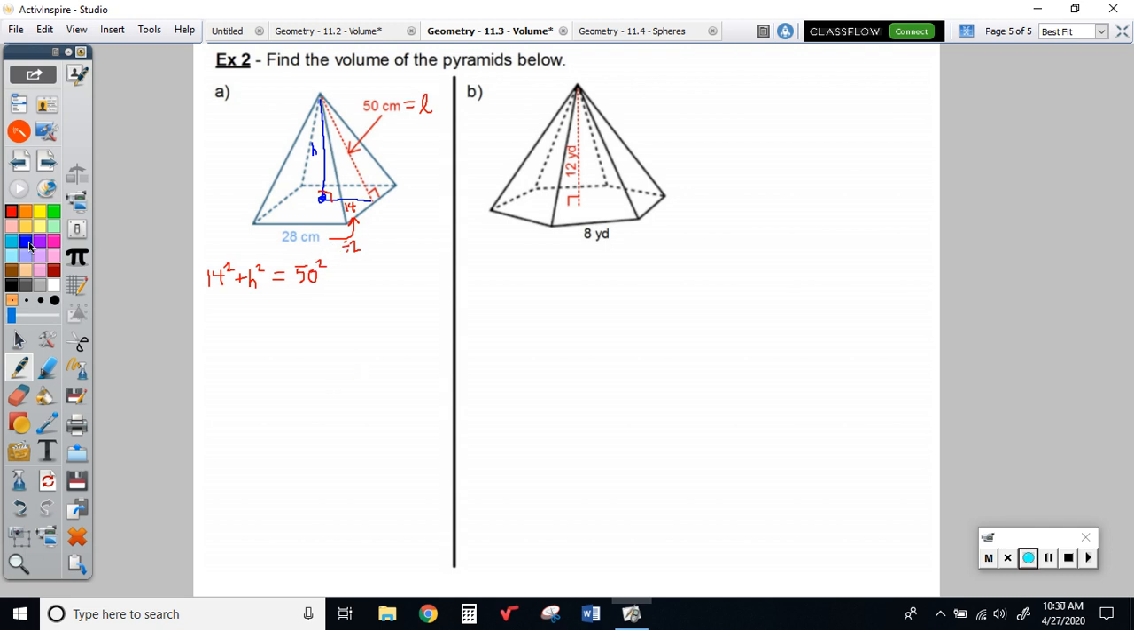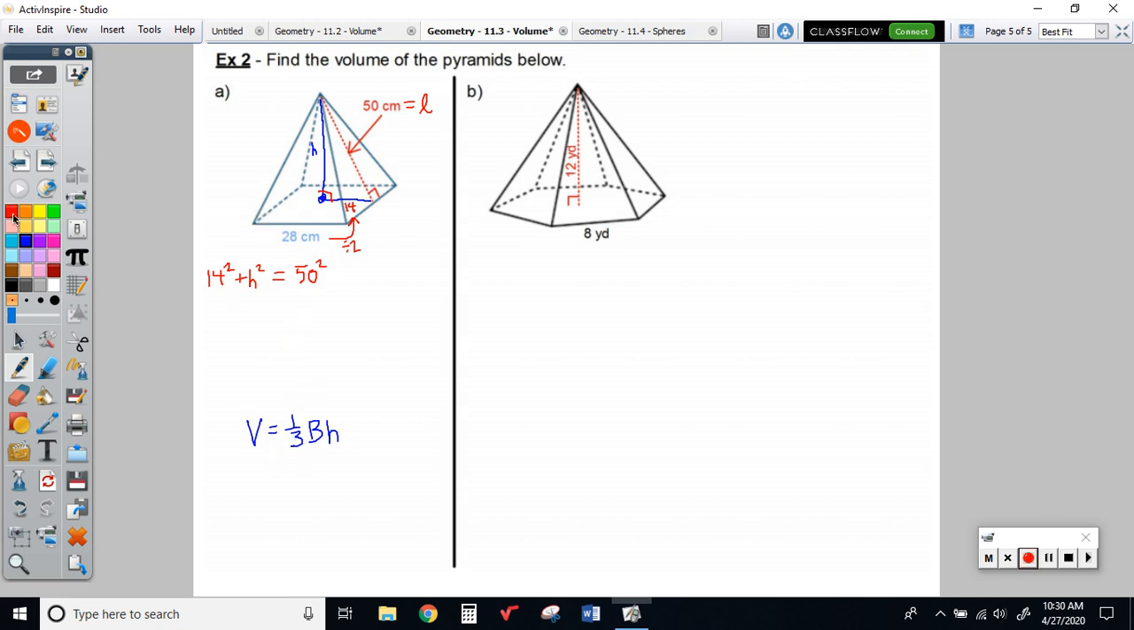Remember, for my formula, I'm going to be using this 1/3 area of the base times the height. So I need the height. I need this part. And then the area of the base, you can assume a square pyramid since there's no other information given to you here. Assume these are both regular polygons for the bases. So it's just going to be 28 times 28. A square, just a special type of rectangle, just base times height.